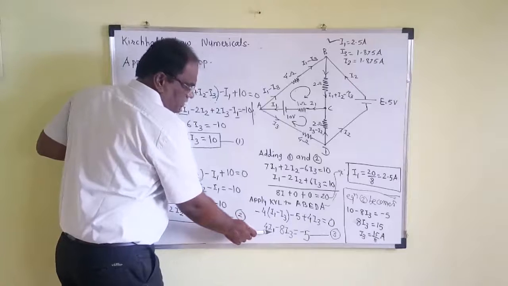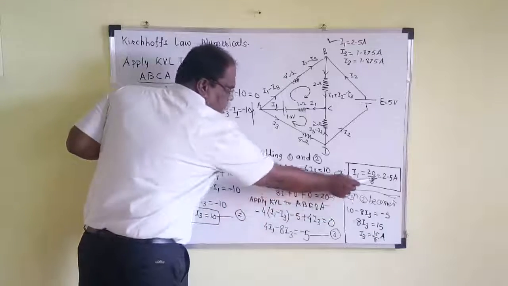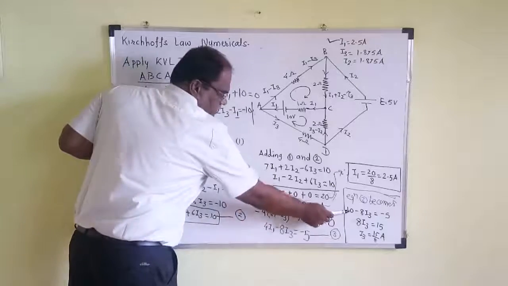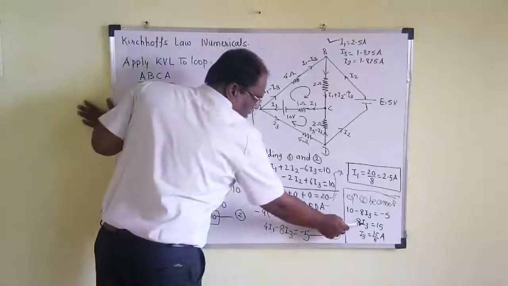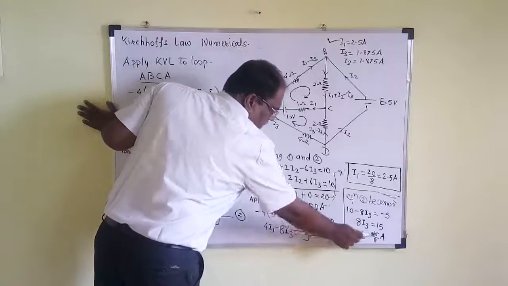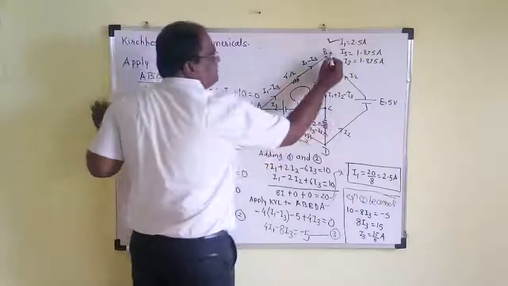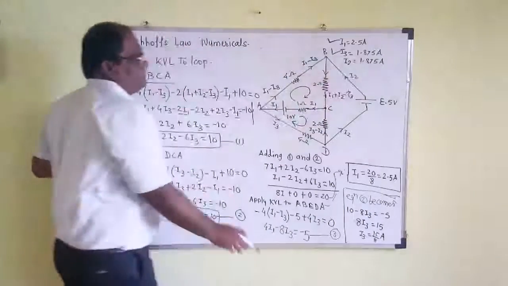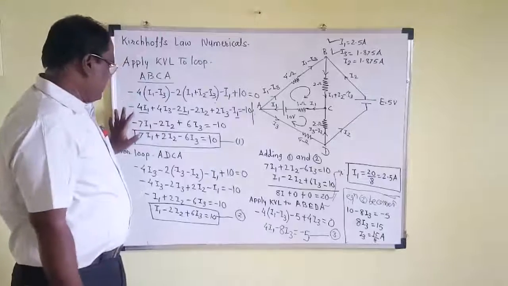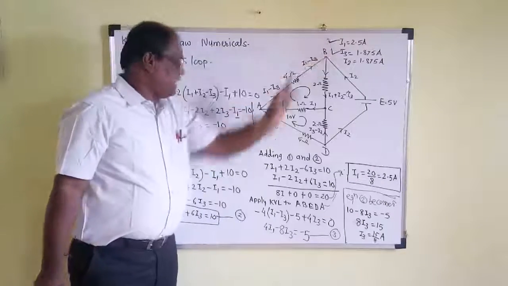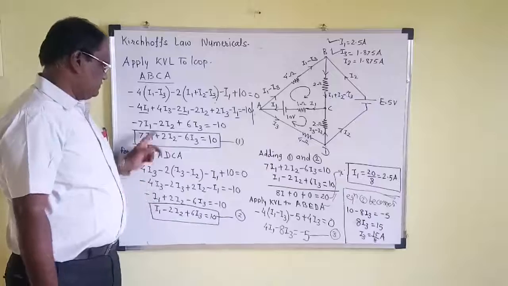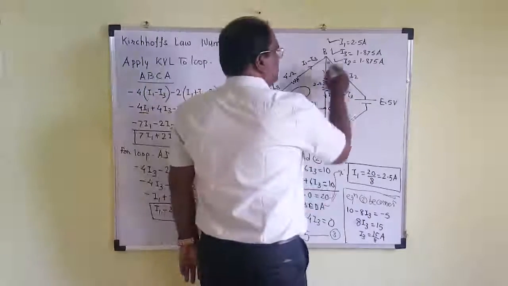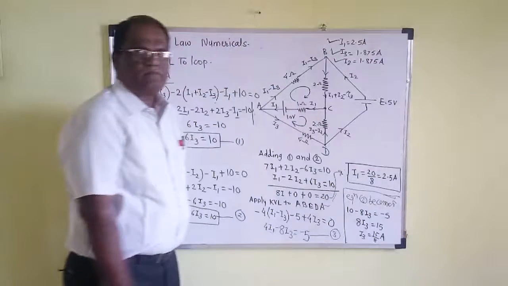Keep the value of I1 in this equation. I1 is equal to 2.5. 2.5 multiplied by 4 equals 10. Solve. 8I3 is equal to 15. Thus I3 is equal to 15 by 8, that is equal to 1.875. Now, keeping the value of I1 and I3 in any equation, you will get the value of I2, and that will be this.